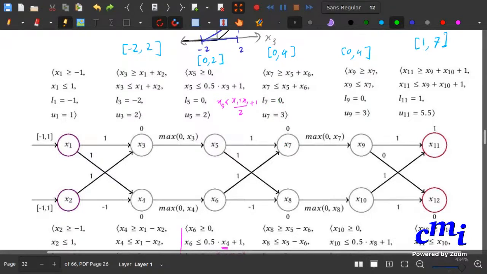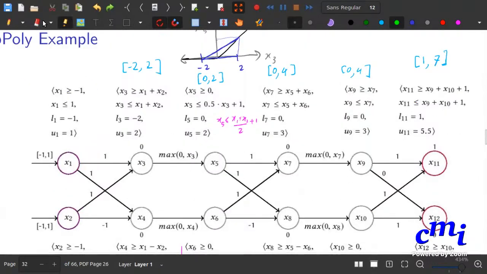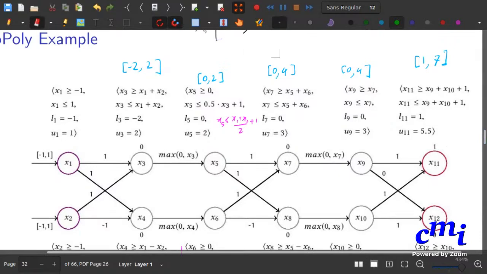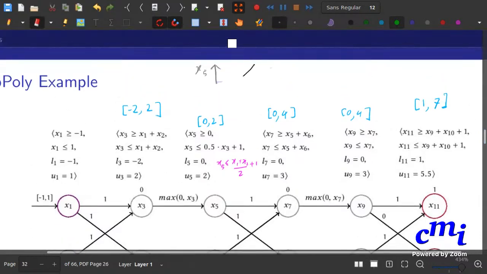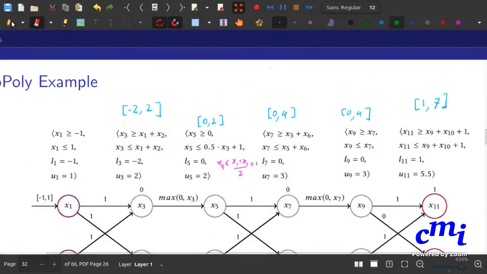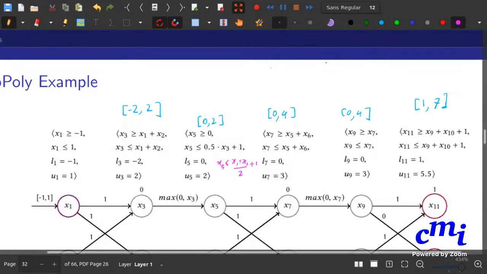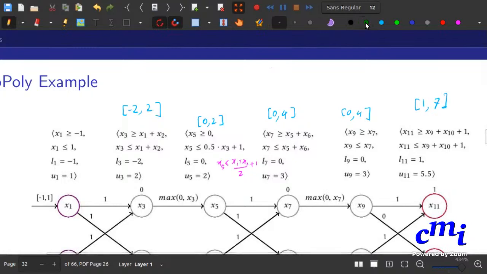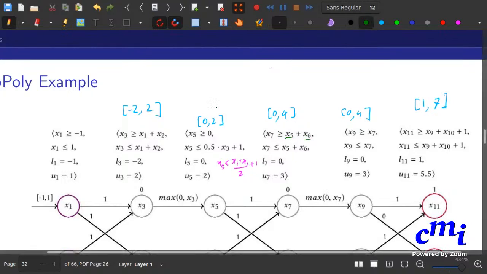So let's take the lower bound for x7. Again, we want to substitute these things, so let me erase a few things here. Yeah, so we want to calculate the lower bound for x7, right? So we want to substitute x5 and x6 to do that. What do we substitute for? We substitute from here, right?